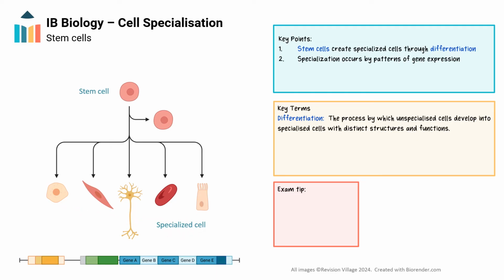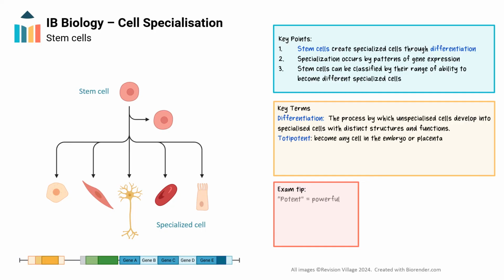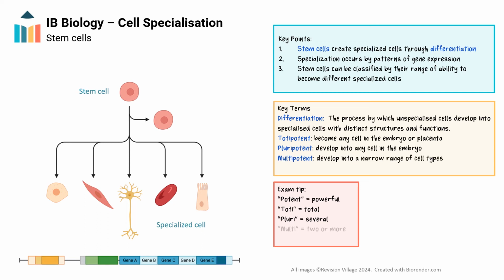We can classify the ability of stem cells to become different cells using the following terms. Totipotent stem cells are the most powerful stem cells, as they can become any type of cell in the embryo or placenta. Pluripotent stem cells can develop into any cell in the embryo. Multipotent stem cells can develop into a narrow range of different types of cells, for instance, blood stem cells that can differentiate into white blood cells, red blood cells, or platelets.